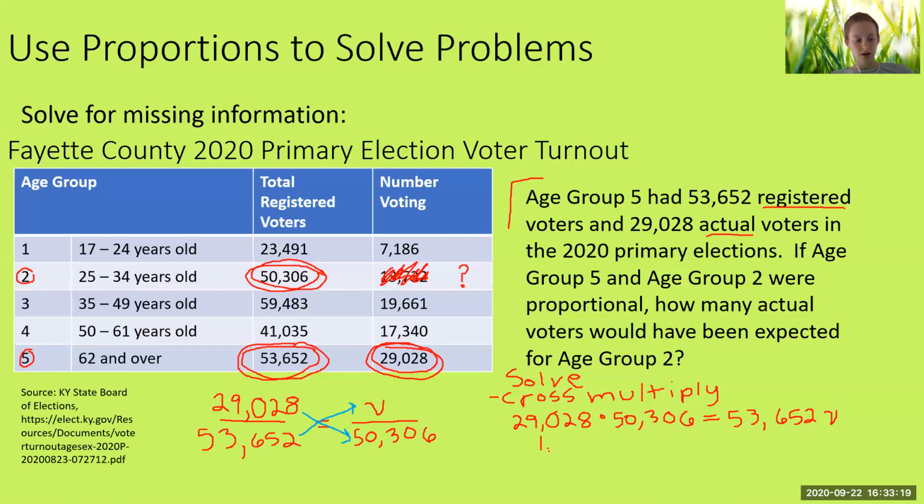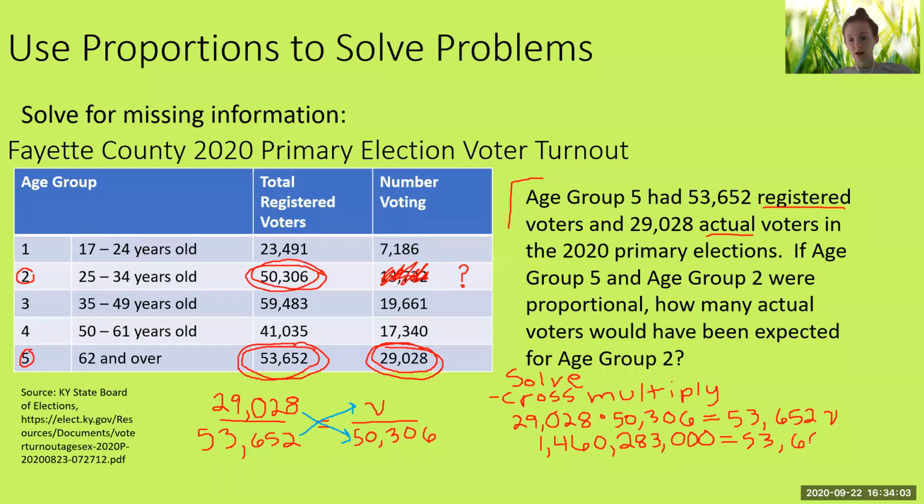I get 1 billion, like Dr. Evil, $1 billion, 1,460,283,000 when I multiply those two numbers together. And that is equal to 53,652 times whatever V is.